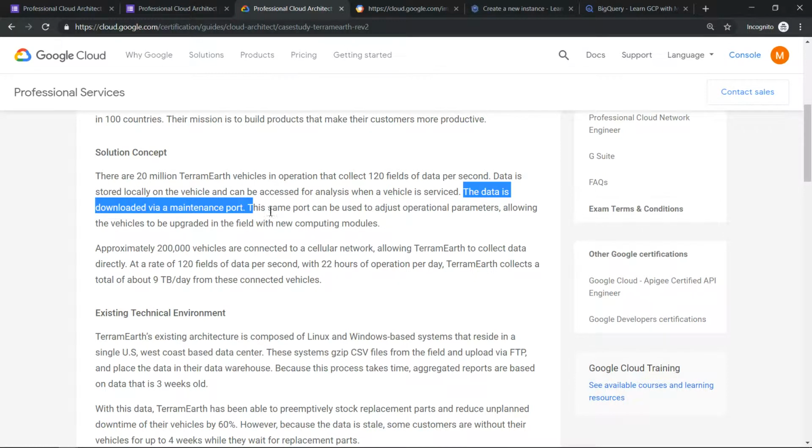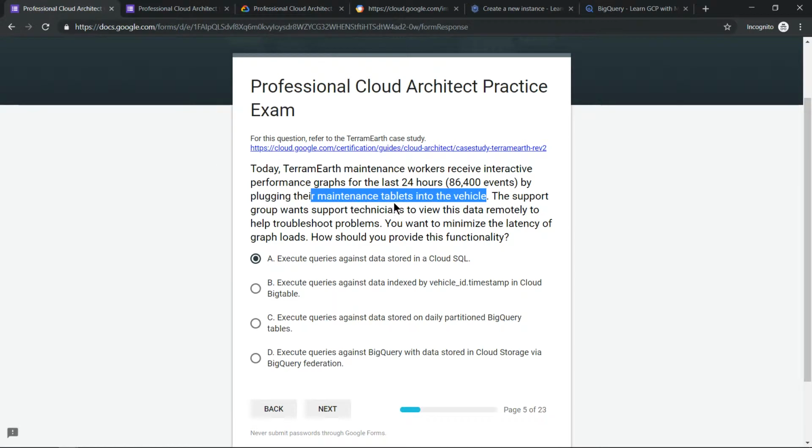This is what was mentioned in the case study. The same thing they are mentioning here. So they connect to that maintenance port via a tablet and get all that information. The support group wants support technicians to view this data remotely to help troubleshoot problems. So that is what they want.